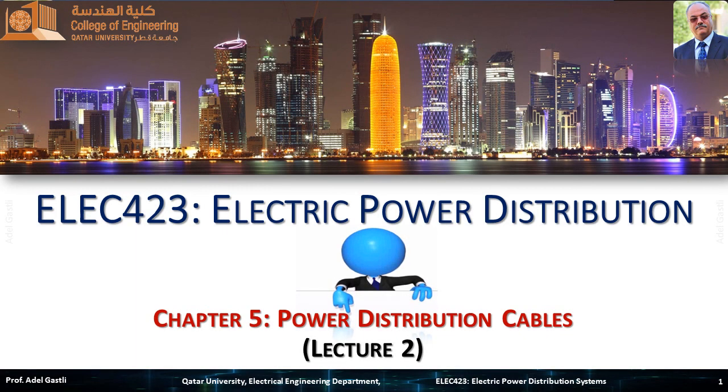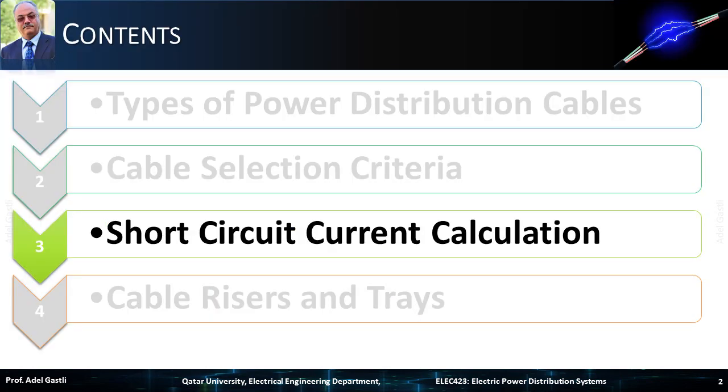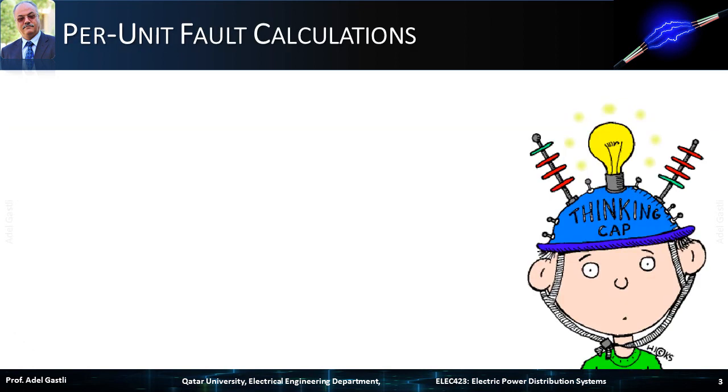This is lecture number 2, in chapter 5 about power distribution cables. I will first continue presenting short circuit current calculation methods, that I have started in the previous lecture. I will remind you about the per unit system, which is important and used in most power system analyses.